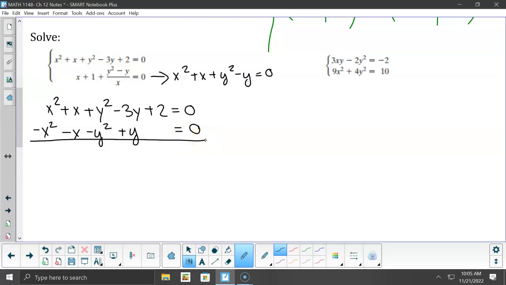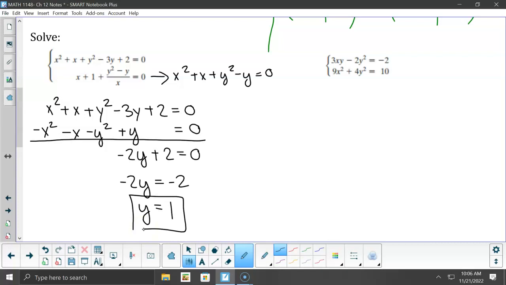And you see how I try to keep everything lined up? That way I'm sure I'm not trying to cancel out stuff in the wrong spot. So what ends up canceling? Yeah. First terms cancel, second terms cancel, third terms cancel. So I've got negative 2y plus 2 equals 0. So negative 2y equals negative 2. So y equals 1.